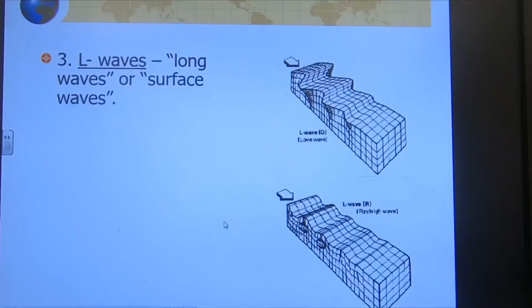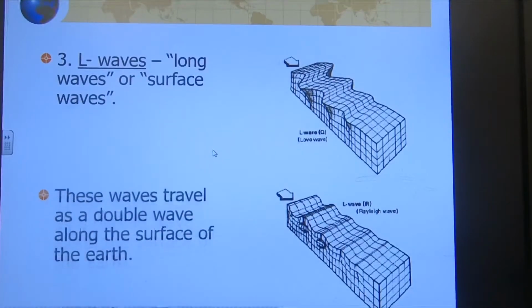Now, lastly, we have what are known as L waves or long waves. They're also sometimes known as surface waves because you can actually see them on the surface. You can see the actual wave moving along the surface. These are the most dangerous of waves. They're the ones that will cause the most damage. They often aren't seen until you get into magnitudes 7, 8, and 9.